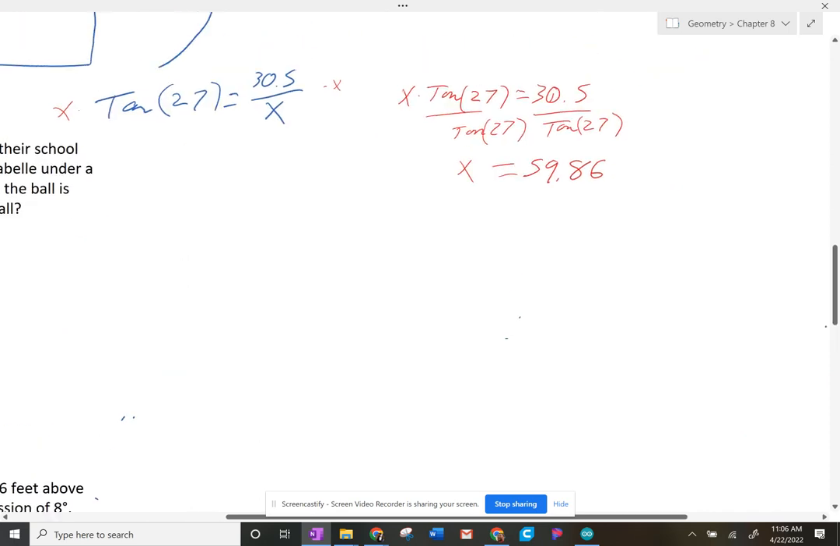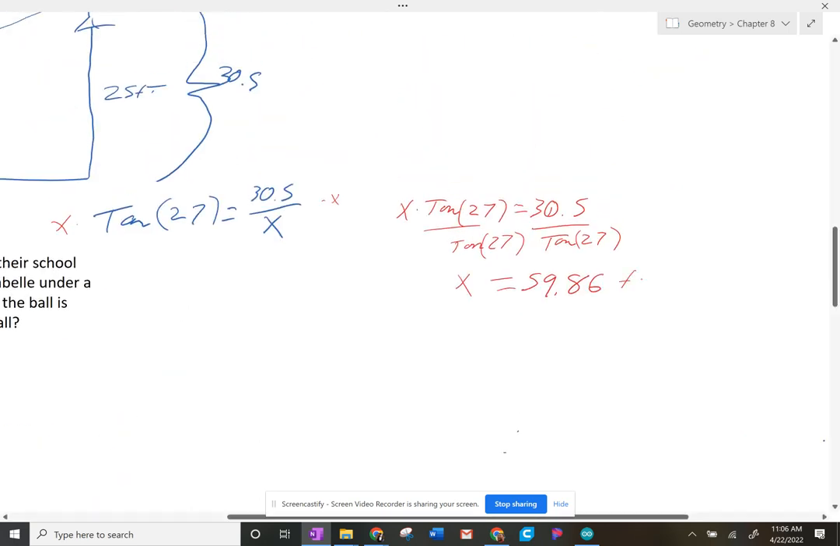Why don't you use negative 1 for that one? Because it gives me the degree. Yep, if it gives me the degree, I have to put it in here. If they don't give me a degree, I use the inverse. So far, so okay?